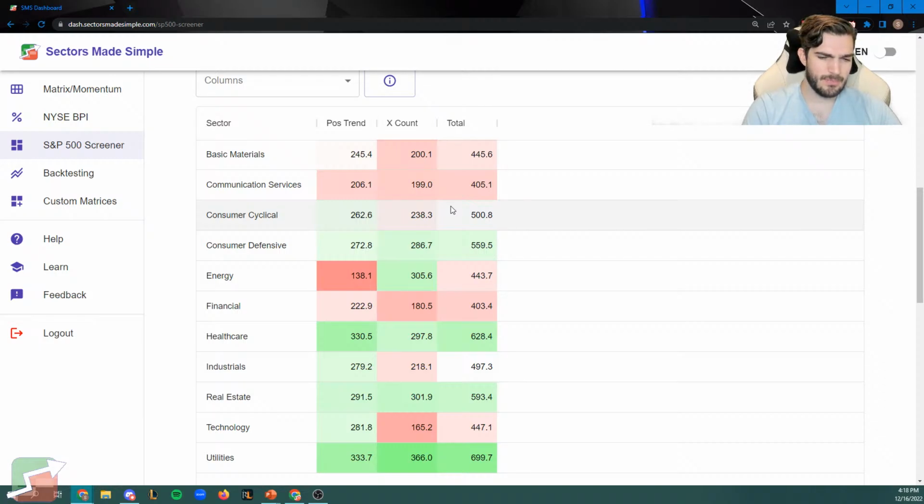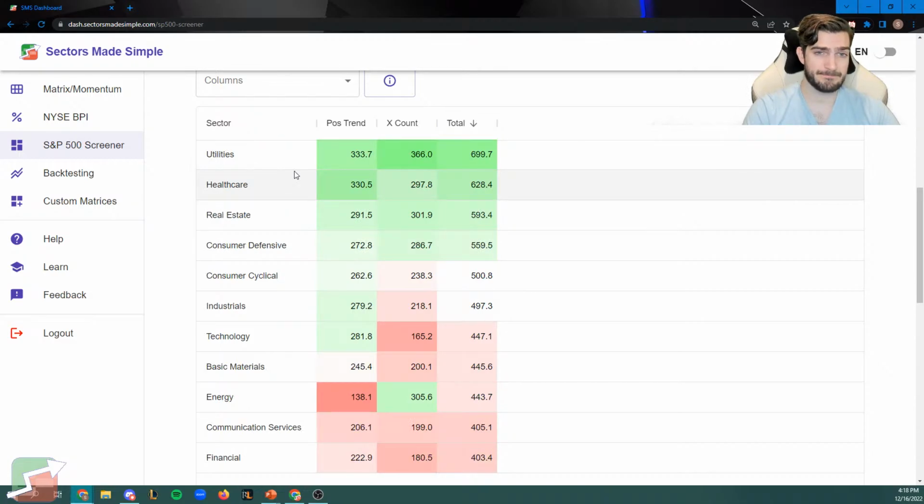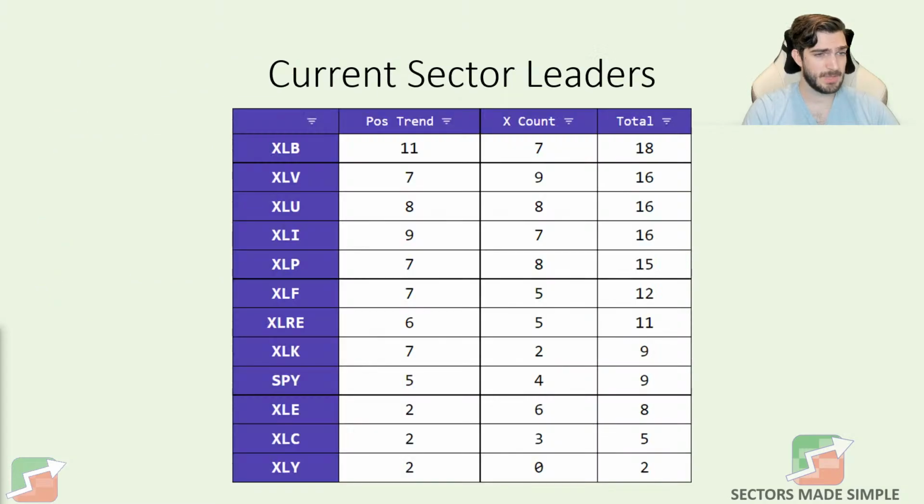But I kind of went on a little bit about why sector averages are such a valuable way for us to understand sector leadership. Because if we take a look at that and we sort by total count, we see a slight difference. Remember, this was our relative strength before: materials, healthcare, utilities, industrials.